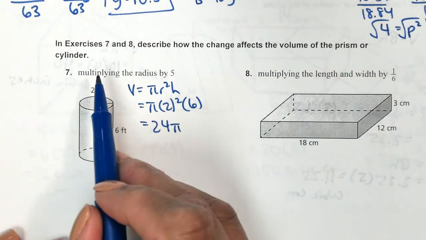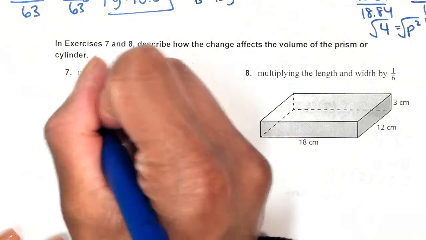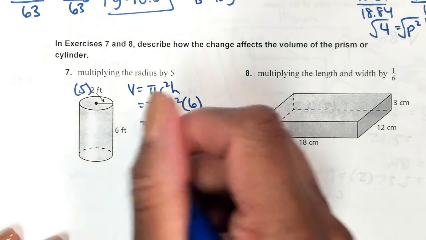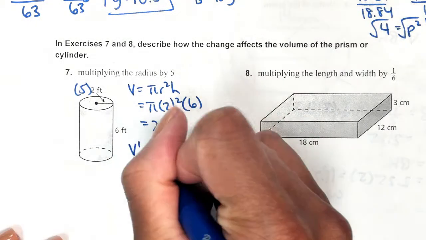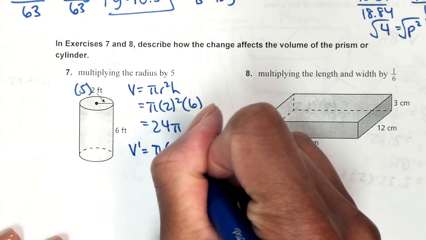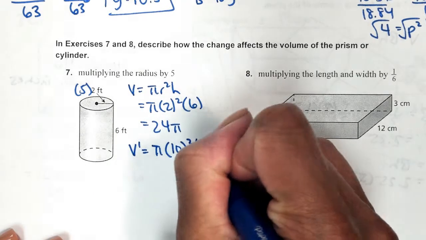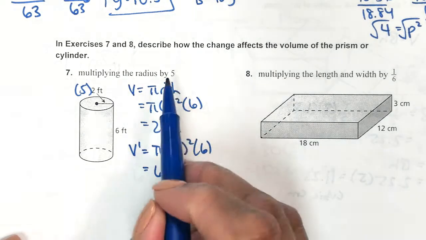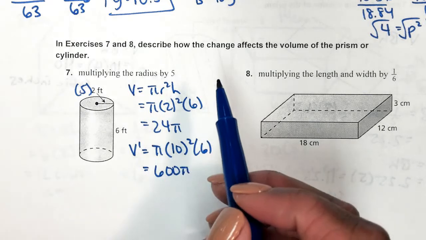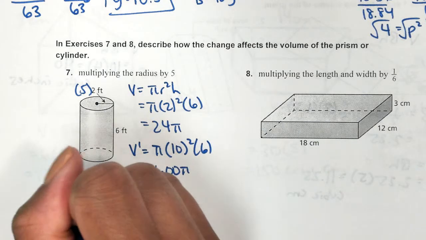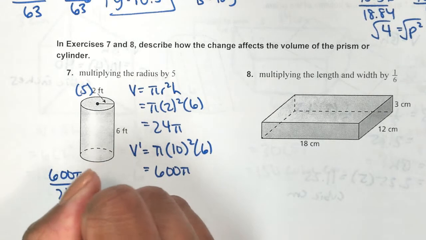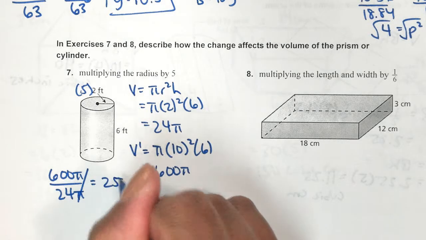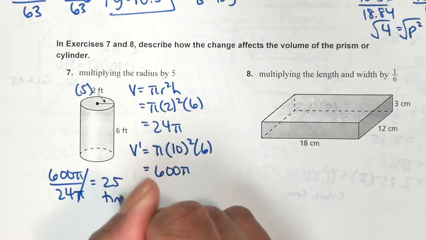Now it says, what happens if I multiply the radius by 5? If I multiply the radius by 5, the new radius becomes 10. So the new volume, and I put a prime, is pi times 10 squared times 6, and I end up with 600 pi. I know I'm increasing because it is a whole number. So I have 600 pi over 24 pi. The pi's cancel out, and 600 over 24 gives me 25. So 25 times bigger.